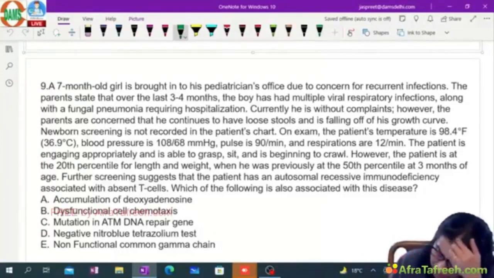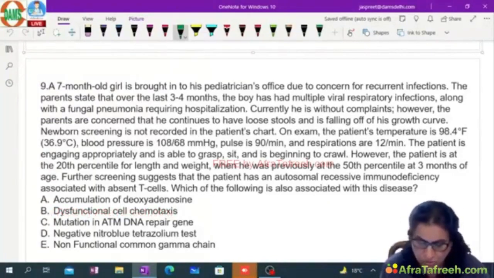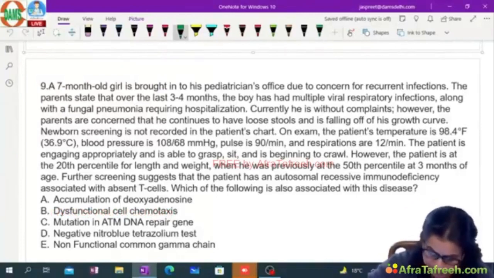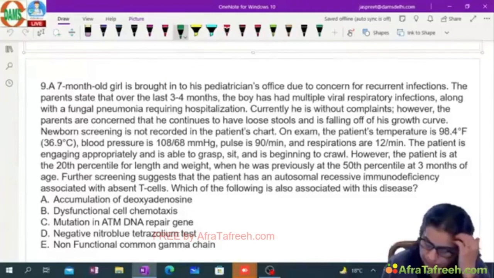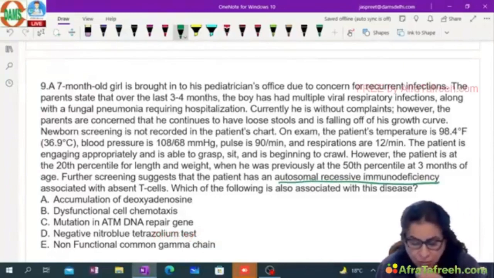Further screening suggests that the patient has an autosomal recessive immunodeficiency associated with absent T cells. Which of the following is associated with this disease? So what do you think is the answer? So it is an autosomal recessive deficiency. So what do you think?